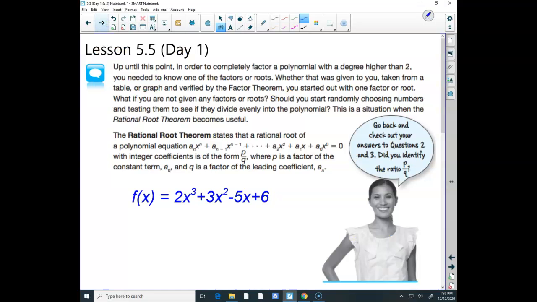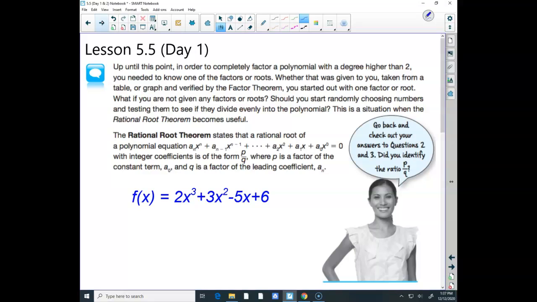So what we're going to do here, 5.5, we're talking about the rational root theorem. And bottom line, up until this point, in order to completely factor a polynomial with a degree higher than 2, pretty much if we couldn't factor by grouping, we needed to know one of the factors or one of the roots of it, whether that was given to us or we took it from a graph or a table. And then we verified that factor through synthetic division in the factor theorem, meaning we got a remainder of 0. So then we could take that factor out, and we just, as the nut job in the video says, took it down a notch. But what if they don't give us a factor or a root?